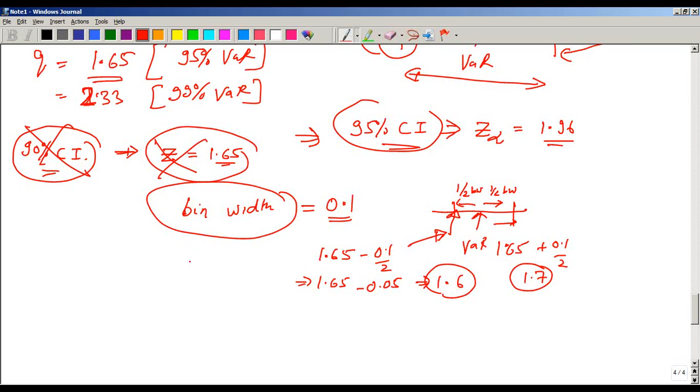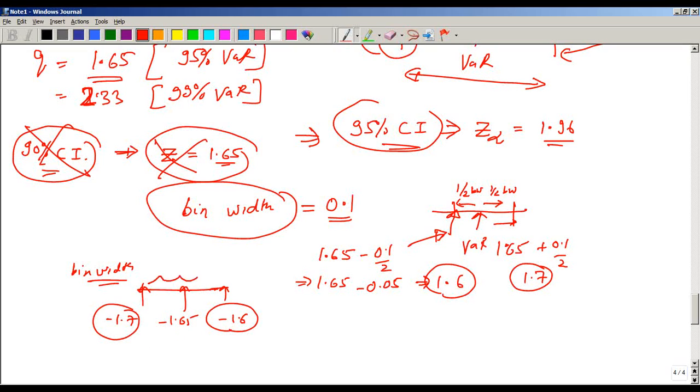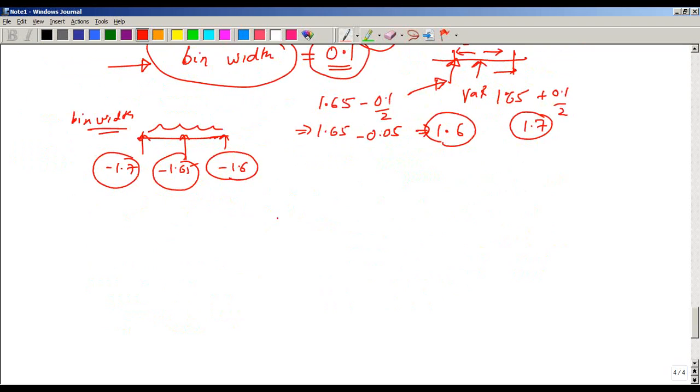Q will depend on the bin width. The bin width is 0.1, so we have 1.65. Actually it is minus, so minus 1.6 should be here and minus 1.7 should be here. So you have created a width around this. It is based on your assumption about this bin width. This is your chosen value. You can make it any. In the book they have taken 0.1.